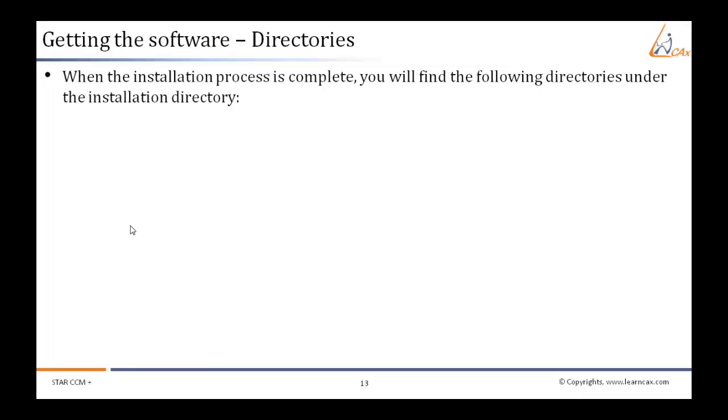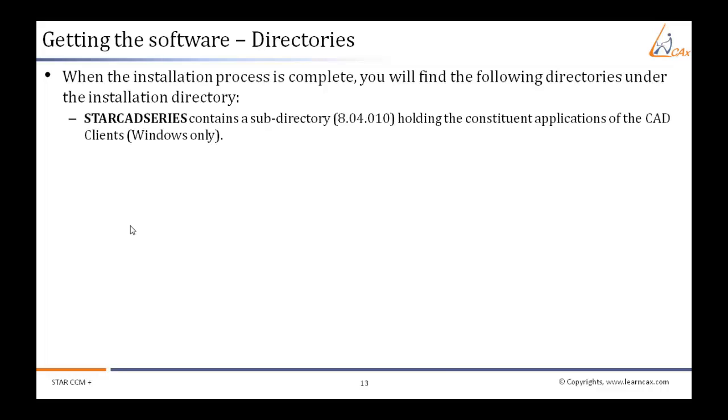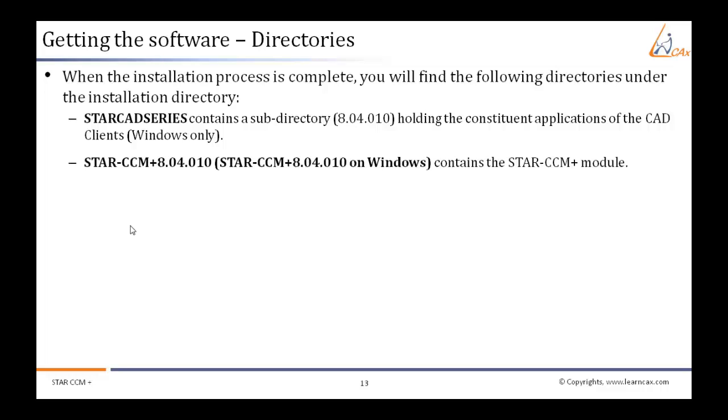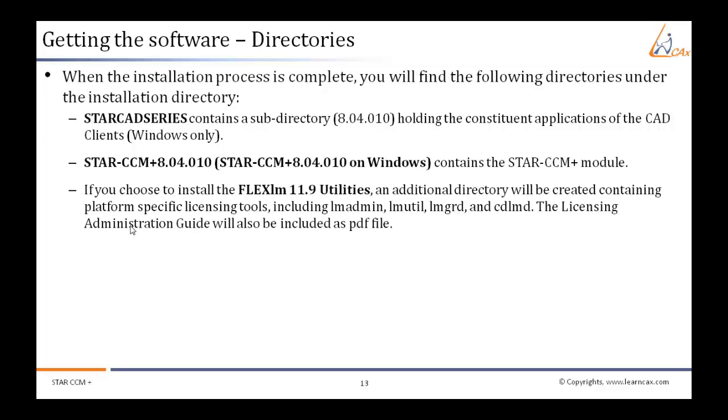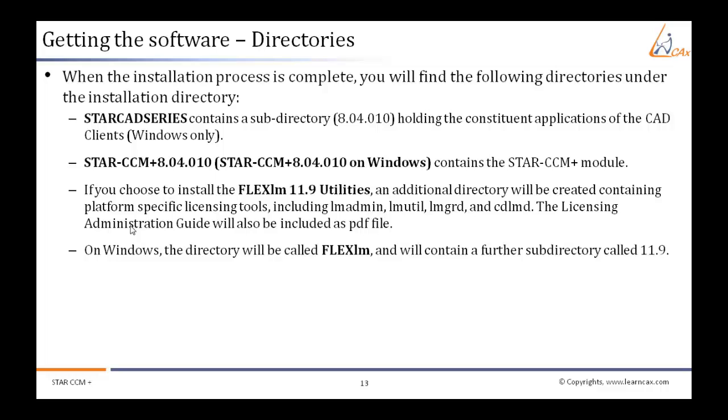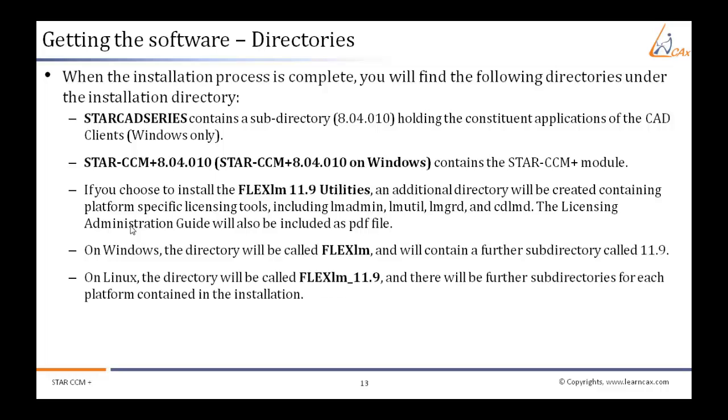When you get the software, there are several additional directories that will be created, mostly in the program files or wherever you install the software. A STAR CAD series directory will be created, which will contain subdirectories and the constituent applications of the CAD client. A STAR CCM Plus directory will be created, which will have the main STAR CCM Plus module. If you choose to install FlexLM licensing utilities, then an additional directory will be created for that as well. On Windows, the directory will be named FlexLM, and on Linux it will be named FlexLM_11.9.